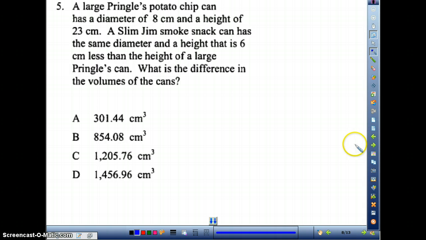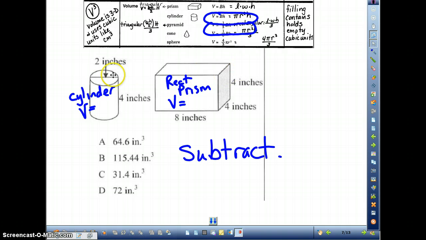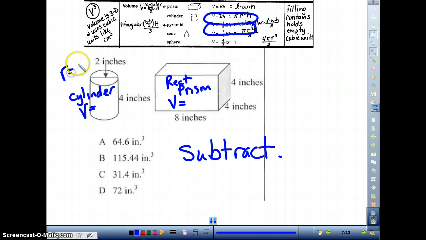Okay, a large Pringles potato chip can, and let me go back to that one. You're going to have to change the diameter here. It says the diameter is 2 inches. What are you going to use for the radius? Okay, don't forget that.